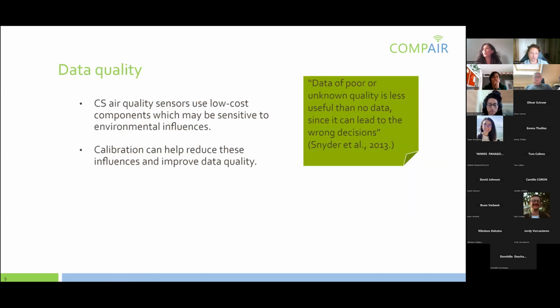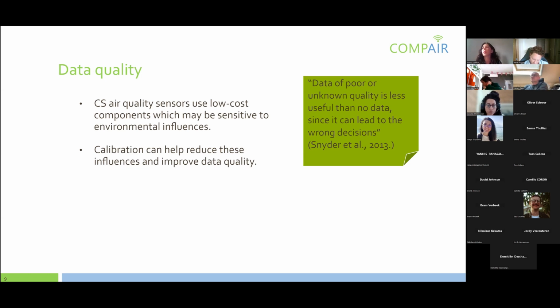But in order to start talking about policy-ready data, what we need to ensure is data quality. And it's not about having the most accurate measurement possible, but it's about having sensor data of known quality in the end. So I included a quote here, which I like: data of poor or unknown quality is less useful than no data, since it can lead to the wrong decisions. So citizen science air quality sensors tend to be, by definition, low cost, right? And these simple components can be sensitive to environmental influences.